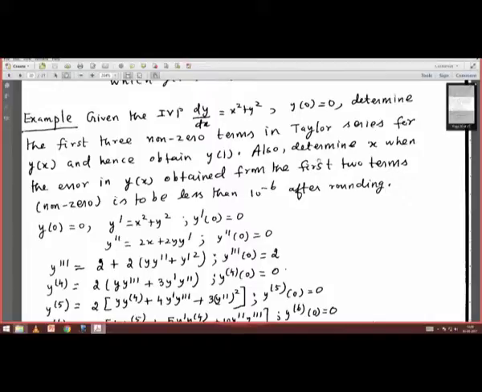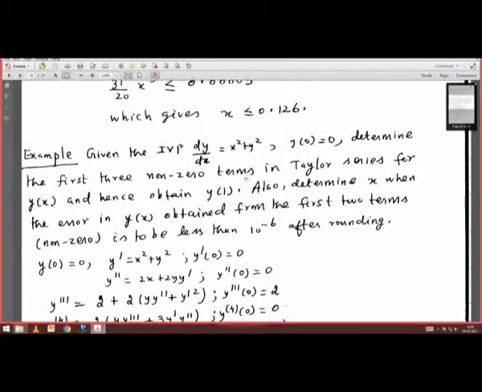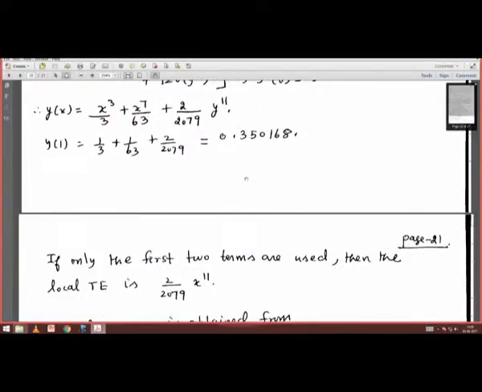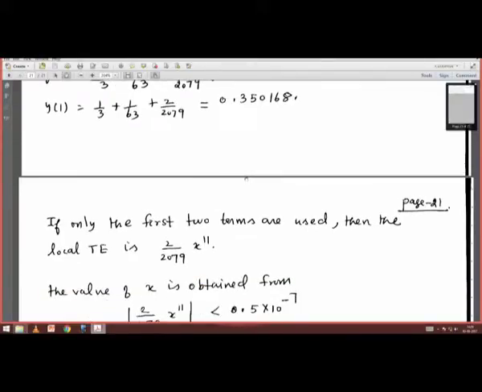The next part says, determine the values of x for which the error in y of x, obtained from the first two non-zero terms, is less than 10 power minus 6 after rounding. So, what does it say? It says use a Taylor series method and include up to the first two non-zero terms in it. Whatever be the error that is incurred in the computation, it must be less than 10 to the minus 6 after rounding.